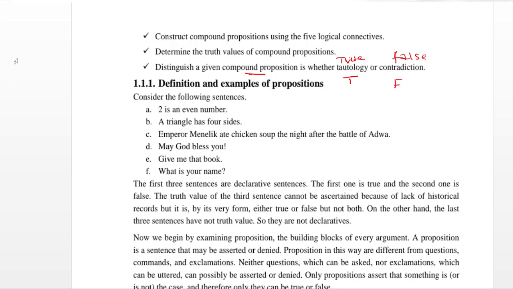Very good. Okay, let me continue now. Definition 1.1: definitions and examples of propositions. What type of sentences can be propositions? How can we determine whether the given sentence is a proposition or not? Okay, let us see this one now.